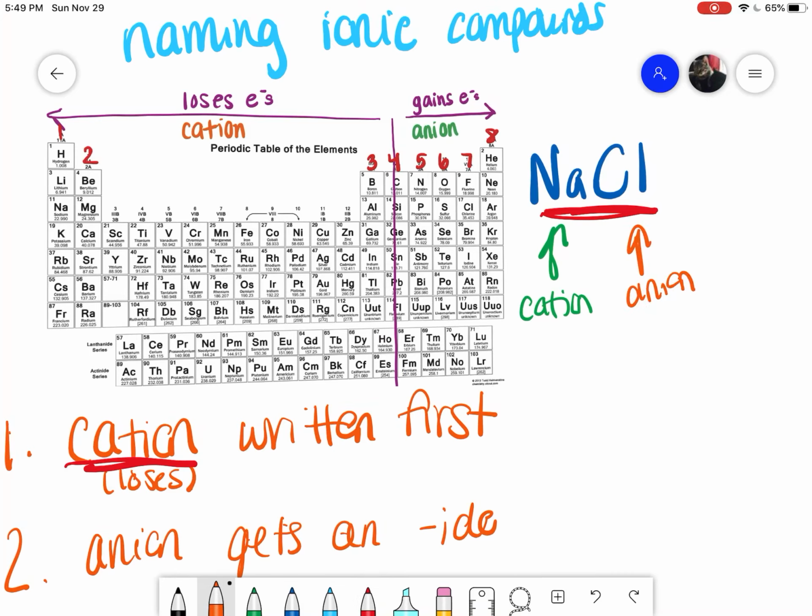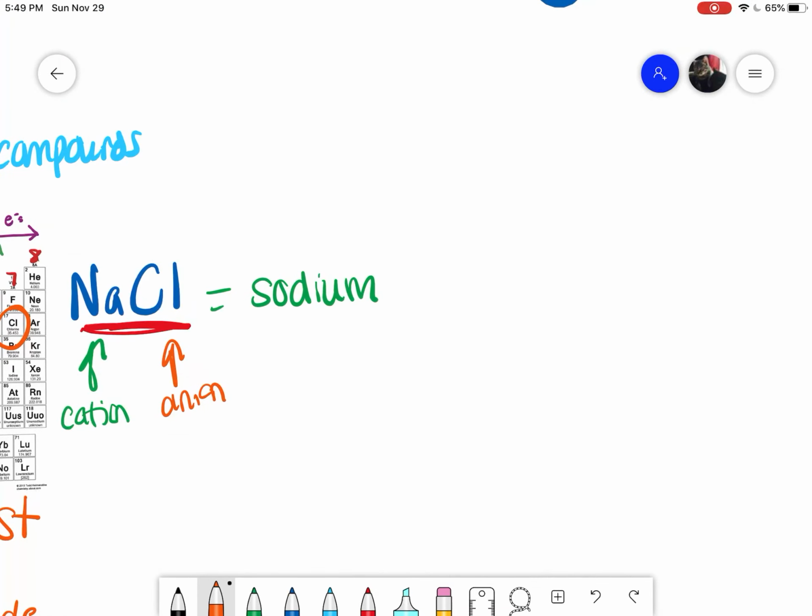So for NaCl, Na is, if we find it on here, it is sodium. And so we are going to write that. That's our cation. And then Cl is chlorine. That's our anion. So we're going to write that next. But remember, our anion gets an IDE ending. So instead of chlorine, it's actually going to be chloride. So NaCl, the name of that compound is sodium chloride.